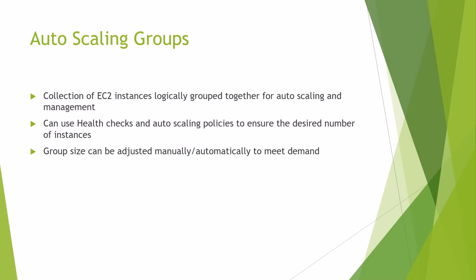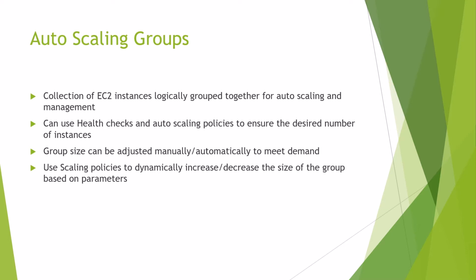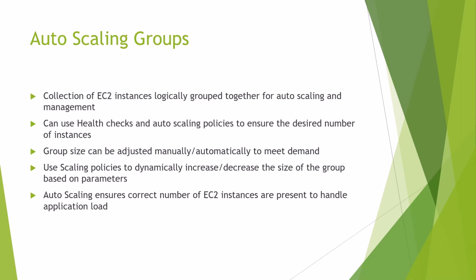In the auto scaling group, you can adjust the group size, either manually or automatically based on the auto scaling policies that you define. When you define an auto scaling policy, it can dynamically increase or decrease the size of the group based on different parameters like the CPU utilization, network in, network out, or the number of requests coming in. So basically, auto scaling will ensure you have the correct number of EC2 instances running at all times based on the application load that you have.